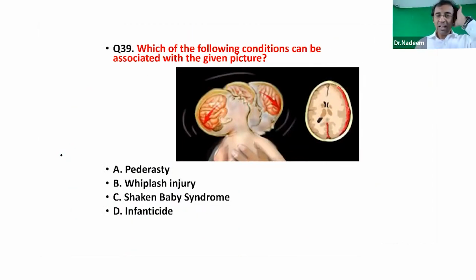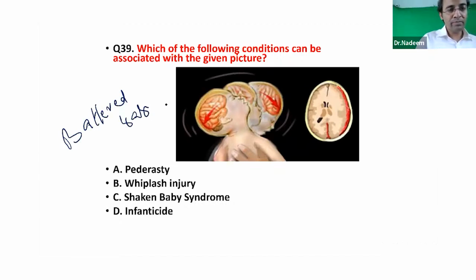Which of the following conditions can be associated with the given picture? In a child, this is a case of what? Child abuse, or you can say battered baby syndrome. Battered baby syndrome. What is happening here? Whenever there is a child abuse case, no?